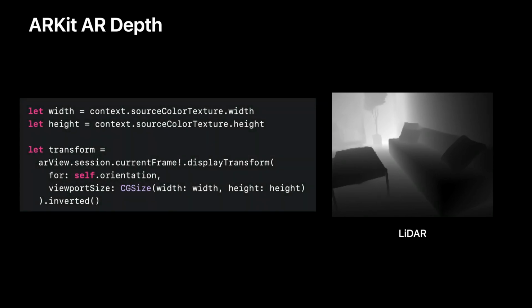ARKit provides depth values as a texture. Each pixel is the distance in meters of the sampled point. Since the sensor is at a fixed orientation on your iPhone or iPad, we'll ask ARKit to construct a conversion from the sensor's orientation to the current screen orientation and then invert the result.